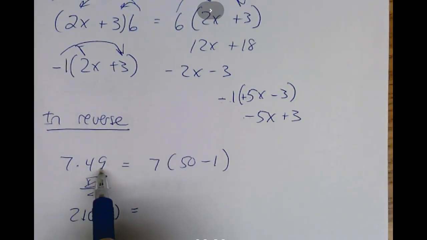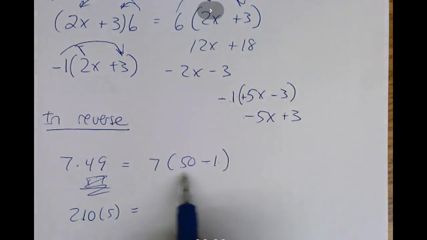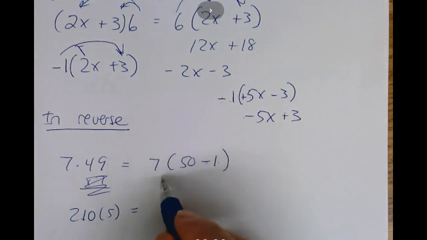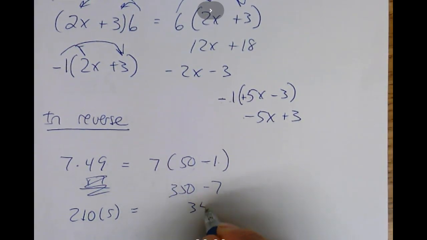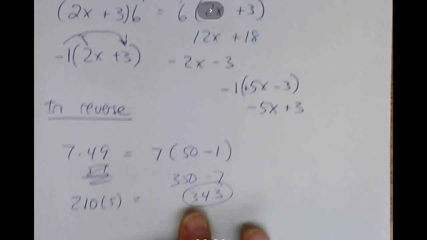So 49, we can make it into 50 minus 1, because that is 49, right? And then this becomes easier. 7 times 50 is 350 minus 7, and then we get 343. Okay, that's a little bit easier, right? I think you would agree.